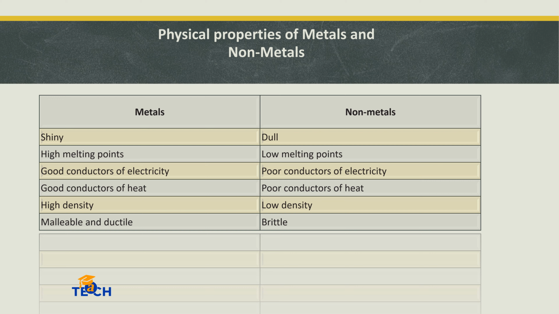Nonmetals. Dull. Low melting points. Poor conductors of electricity and heat. Has a low density. And it is brittle.